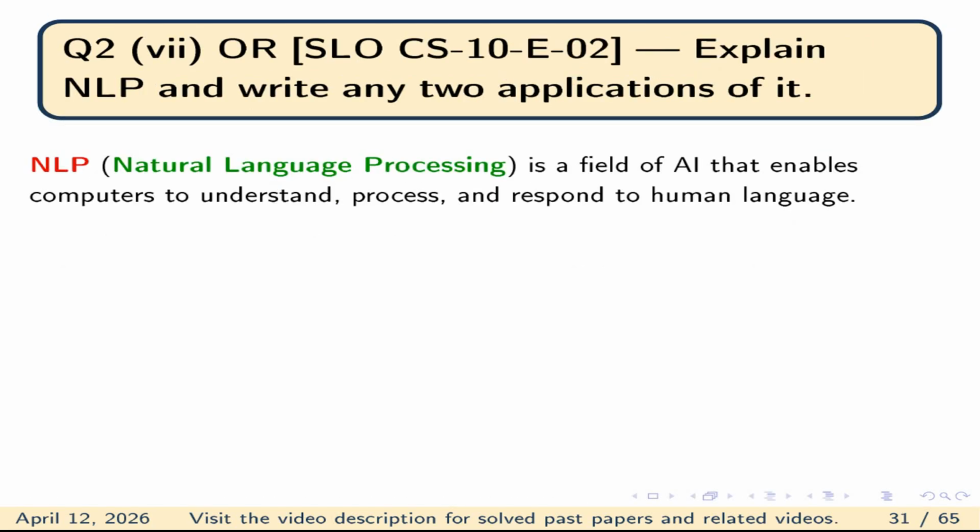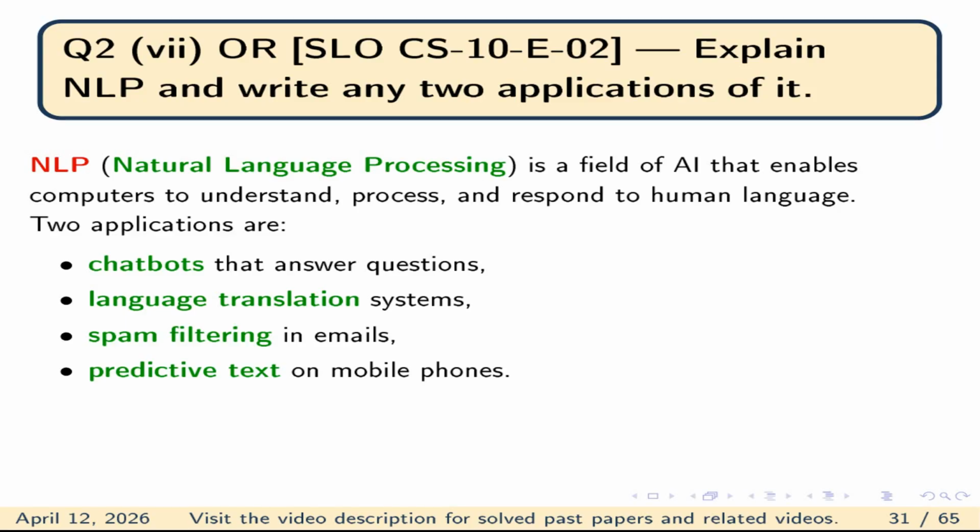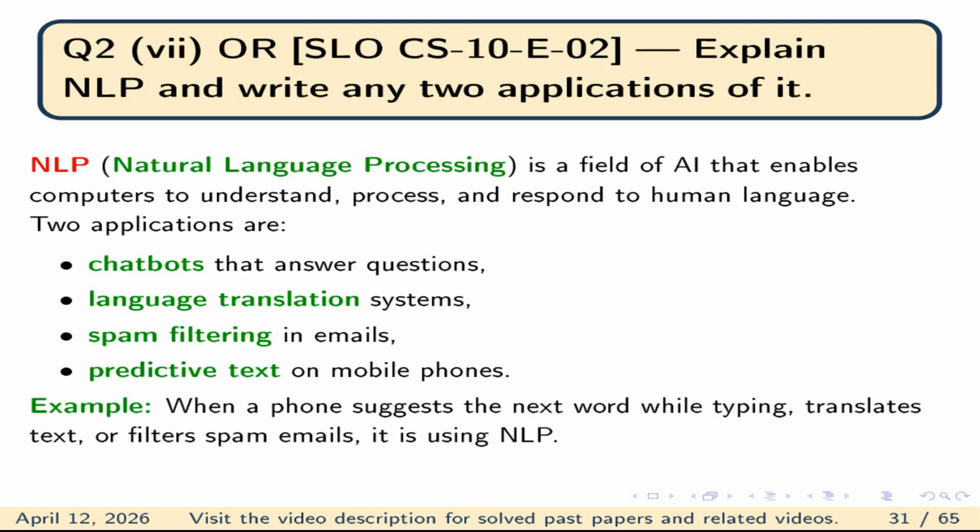Alternate part is: explain NLP and write any two applications of it. NLP means natural language processing. It is a field of AI that enables computers to understand, process, and respond to human language. Two applications are chatbots that answer questions, language translation systems, spam filtering in emails, and predictive text on mobile phones. For example, when a phone suggests the next word while typing, translates text, or filters spam emails, it is using NLP, that is, natural language processing.